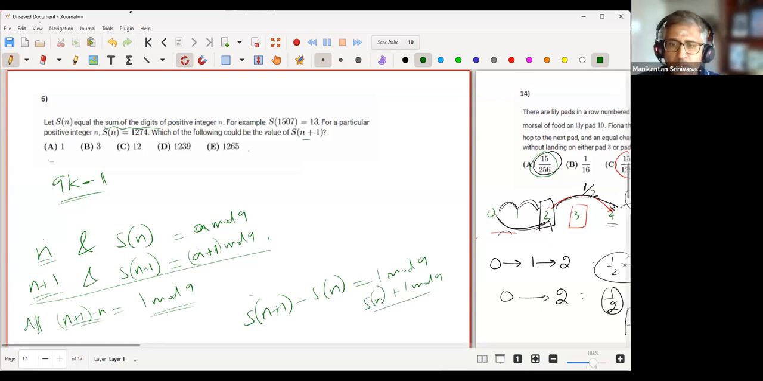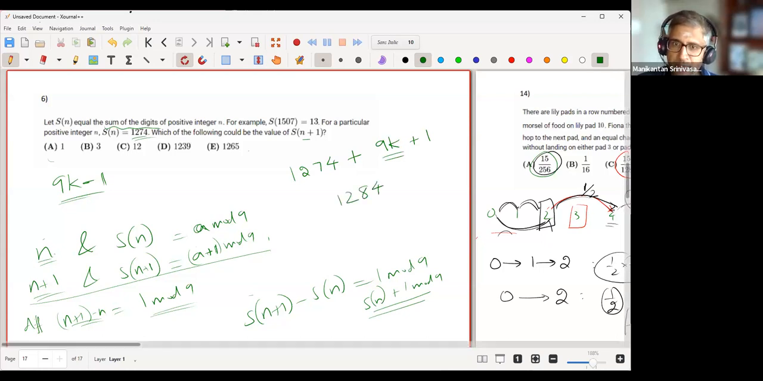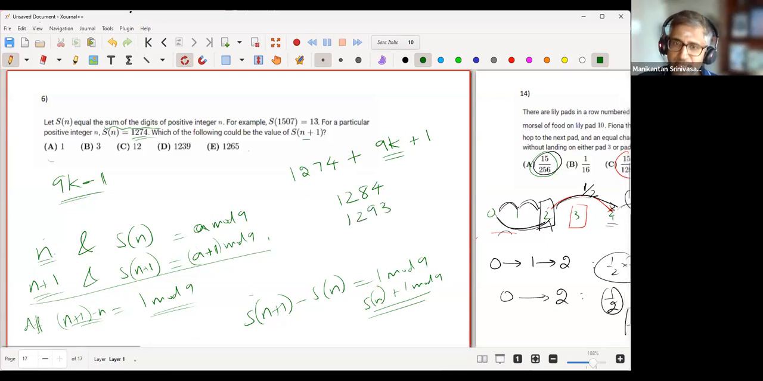Oh, yeah, plus 1 modulo 9. So if s of n is 1274, I'm saying 1274 plus 9k plus 1, right? Of course, k can be negative as well. So for example, the next number is 1284, the next number after that is 1293, and so on. But all of these numbers are going in the front.